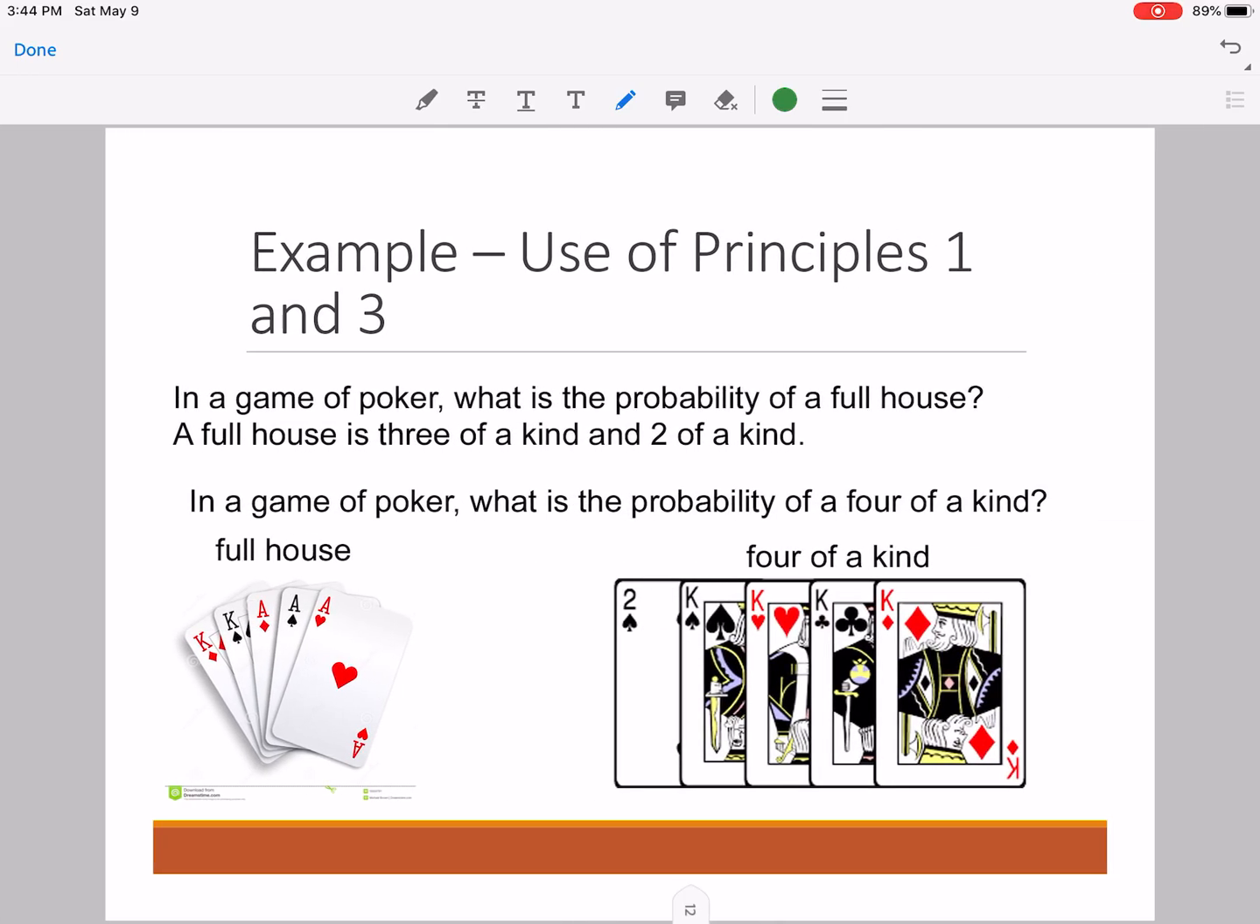All right, now let's look into a little bit more complex example here. In a game of poker, what is the probability of a full house? A full house is 3 of a kind and 2 of a kind. What I would like for you guys to do is pause your video and try to work on this problem on your own. The size of the sample space should be straightforward because in a game of poker, we usually deal out 5 cards.